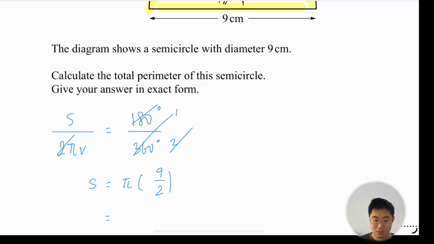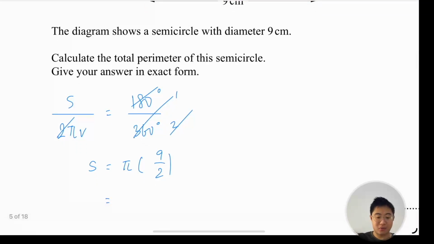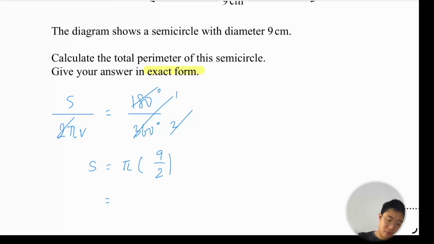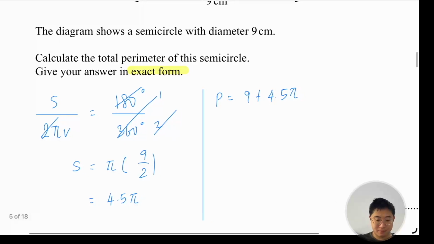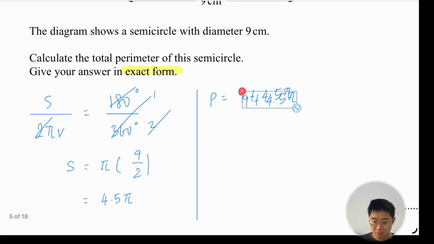So what is that? Let's find out. Oh, they want it in the exact form. If you notice this word, exact form, that means you do not simplify the pi. You can leave it like that. So I will have 4.5 pi. Okay. And then perimeter, right? So we're going to have to add the other length that I talked about. P equals 9 plus 4.5 pi. And that should be the answer. Okay. Just going to duplicate that and put that in the answer space.